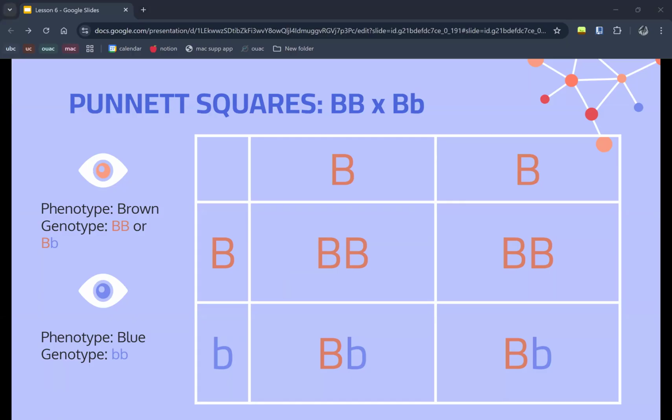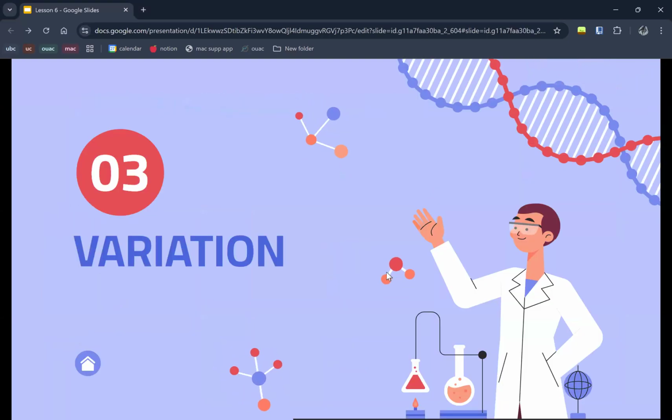Green eyes, someone asked what about green eyes. Green eyes are also a recessive trait, so you could sub that in for blue eyes in this situation. Okay, so now looking at variation.